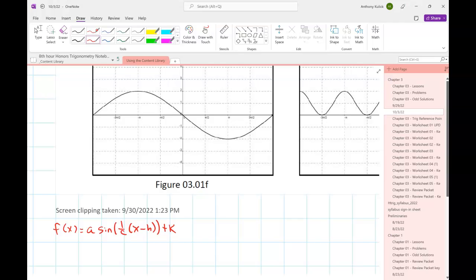Mr. Kulik likes to start with the midline. If I look at this picture, where's the midline? It's the line y equals 0. Do you remember the general form to find the midline? Was y equals k. So what does that tell me about the value of k in this case? 0. Has to be 0. Good with that?